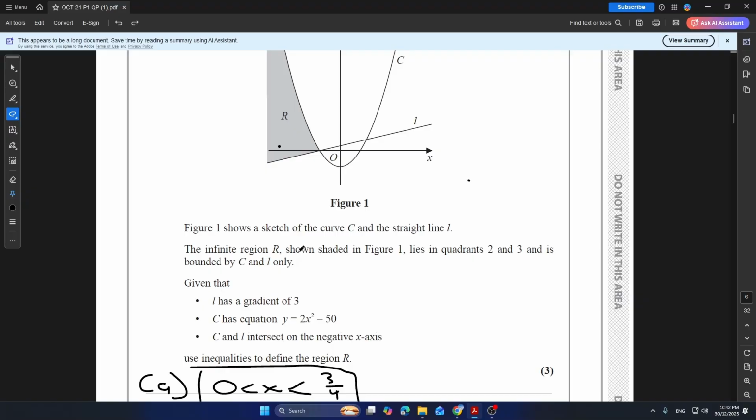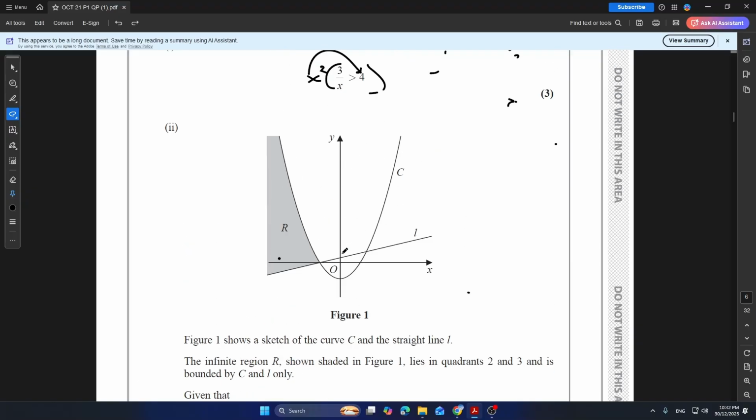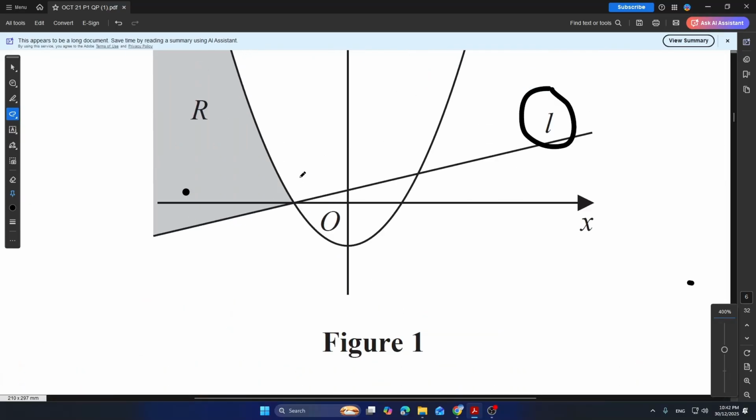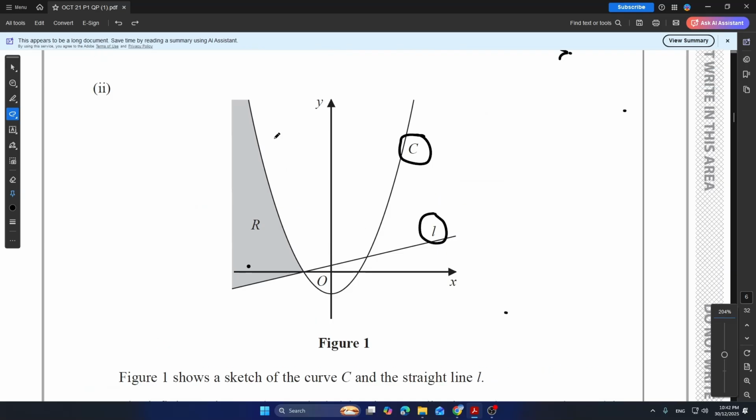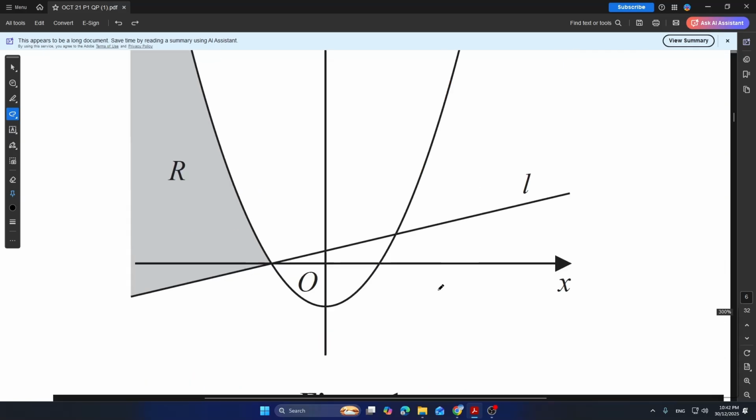2x squared minus 50. And C and L intersect on the negative x-axis. So we know that this L and this C intersect at this point on the negative x-axis. We need to understand one thing. This quadratic graph intersects at 2 points. Forget the straight line for a second. We know that the quadratic graph intersects at this point and at this point. Intersects with what? Intersects with the x-axis.